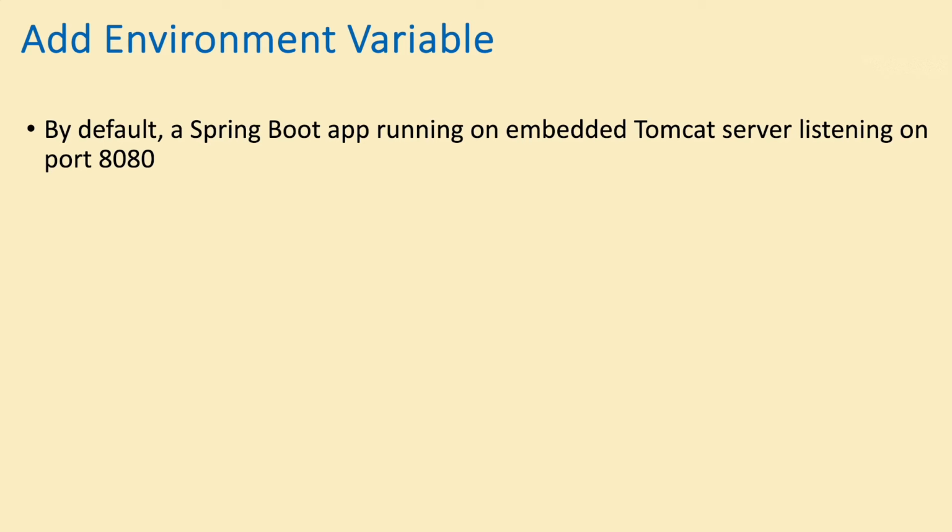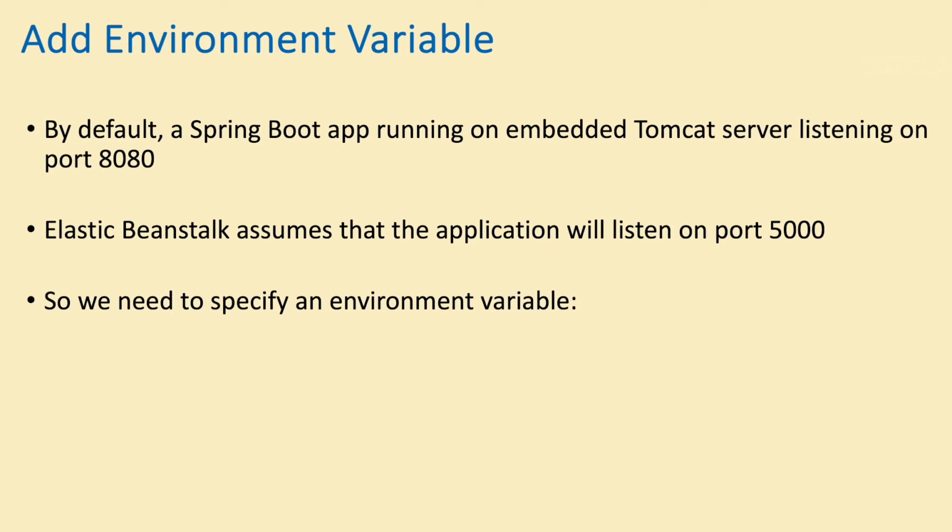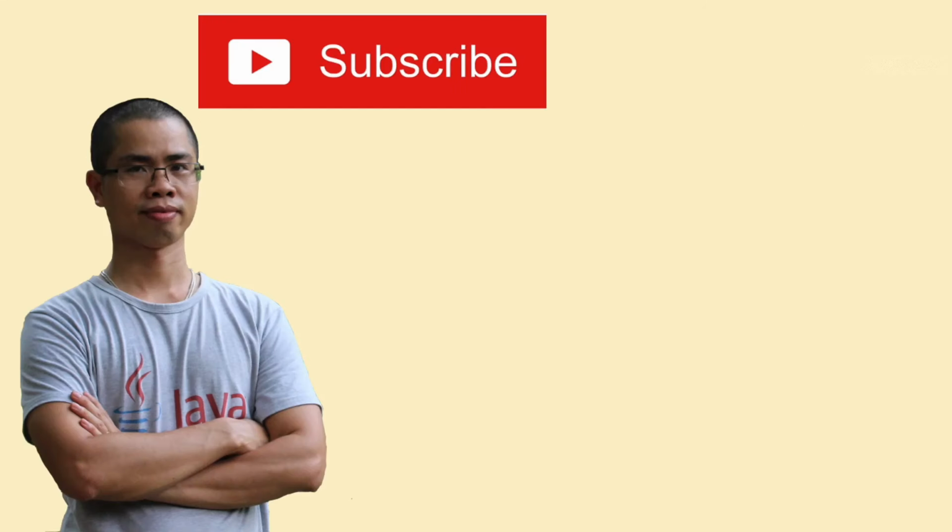And also note that for a Spring Boot application, you need to update the environment properties of the environment. By default, a Spring Boot application running on the embedded Tomcat server listens on port number 8080, but Elastic Beanstalk assumes that the application will listen on port number 5000. So we need to specify an environment variable with the name PORT or SERVER_PORT and value 5000.